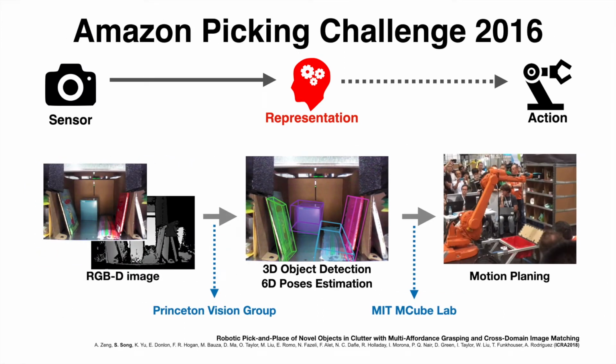As you can probably imagine, our approach follows the exact classic pipeline, where our group from Princeton is in charge of the vision algorithm that tries to infer the object pose from the RGBD image, and the MIT team is in charge of the motion planning given the object pose.